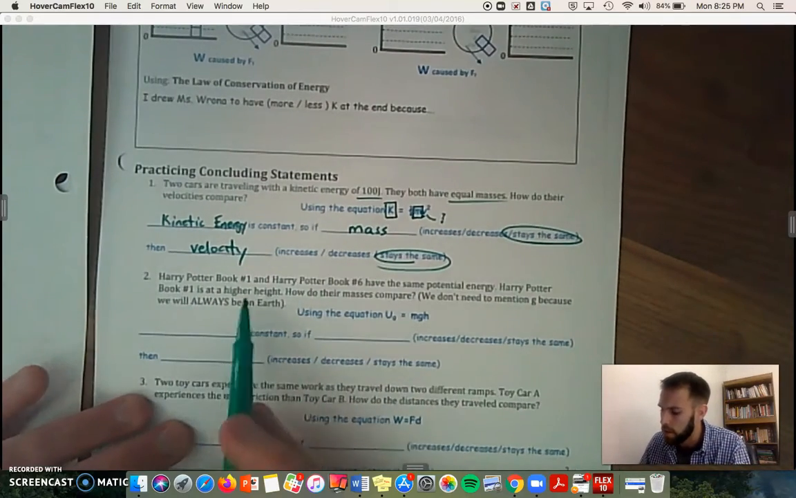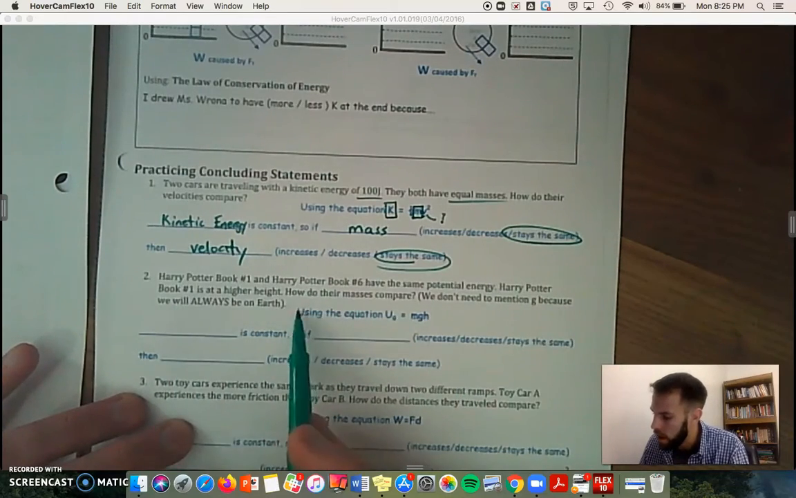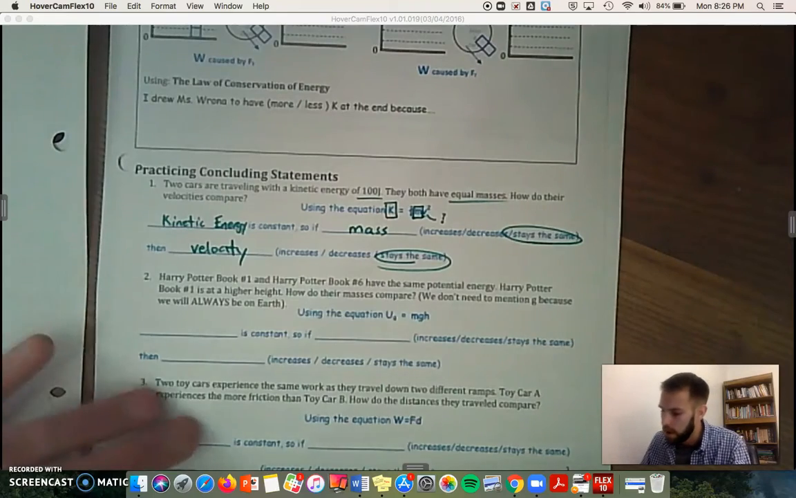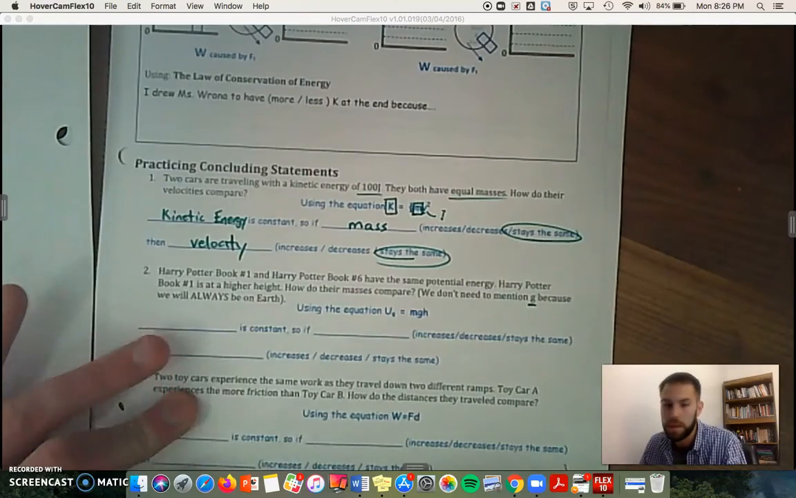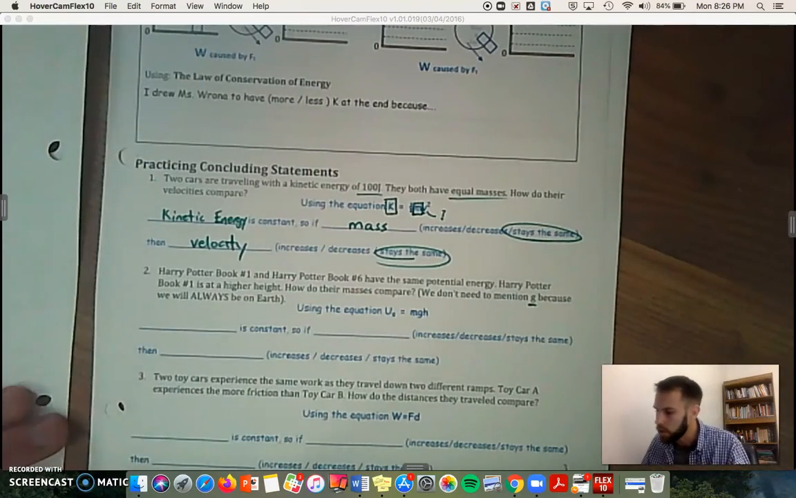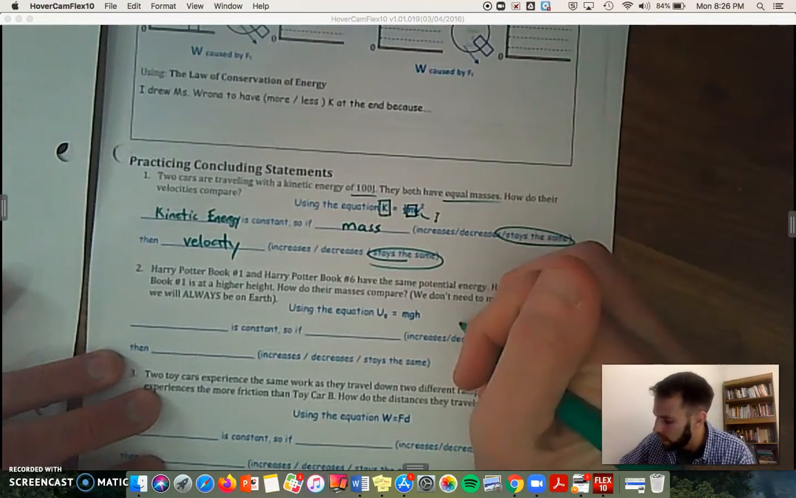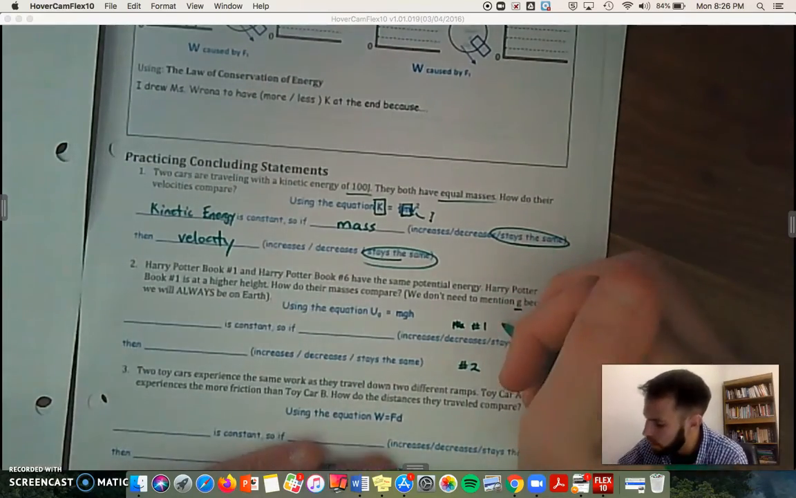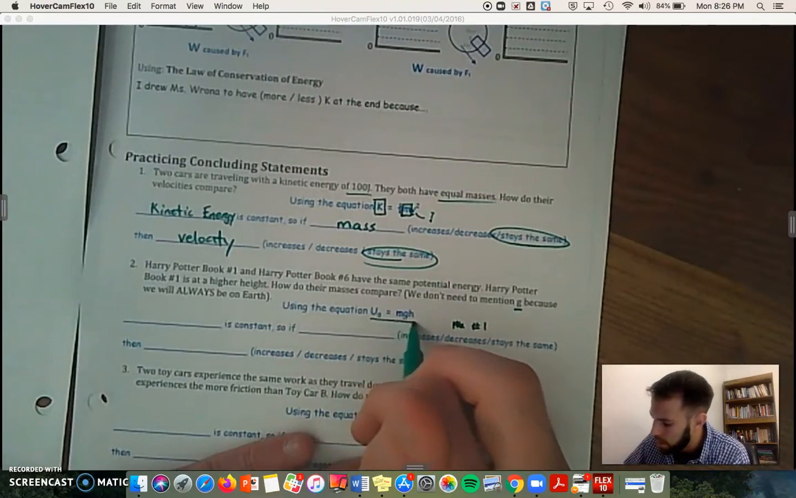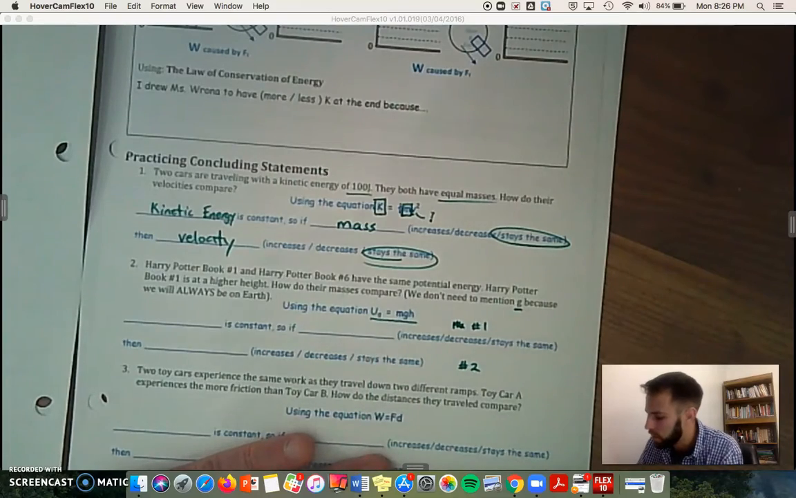So let's say Harry Potter Book 1 and Harry Potter Book 6 have the same potential energy, but Book 1 is higher. How do their masses compare? By the way, we don't need to mention G because that will always be the same on Earth. I wish there was a little bit more space when I made this. But one thing I like to do is draw out book 1 and book 2. And I'm going to write out our equation, because if I'm talking about potential energy and height, I'm going to be using UG equals MGH.